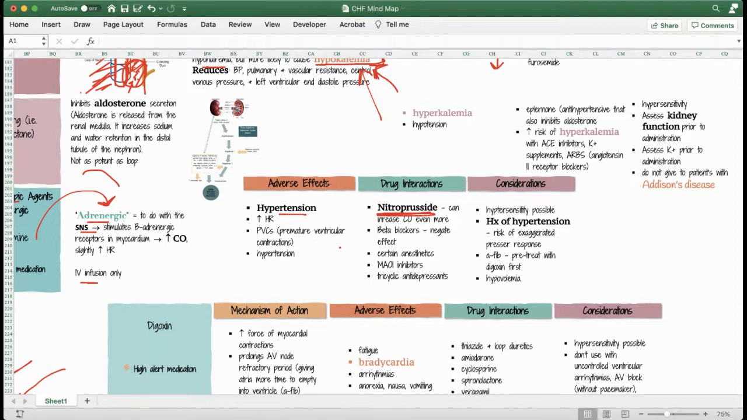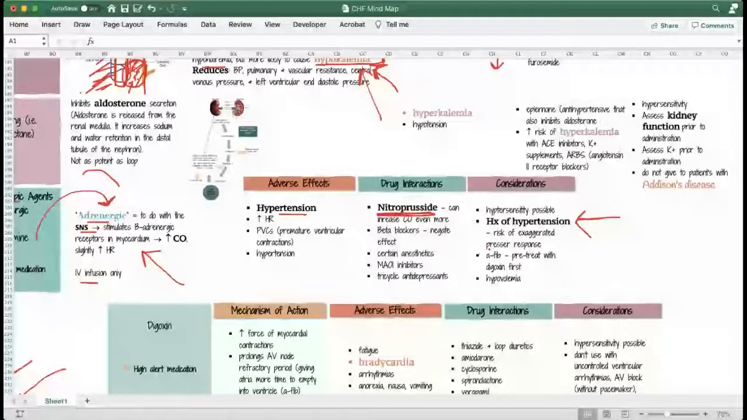If the patient has a history of hypertension, but these aren't big. I think just understanding how it works is good enough. That's going to have an exaggerated pressor response. So it's going to constrict, it's going to cause an increase in blood pressure, an increase in heart rate. Just know that and you're good to go.